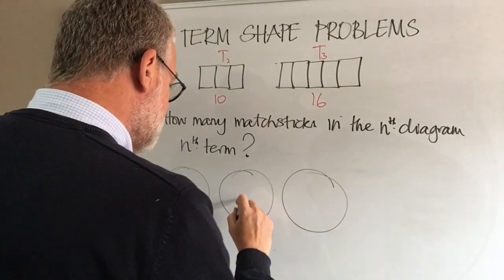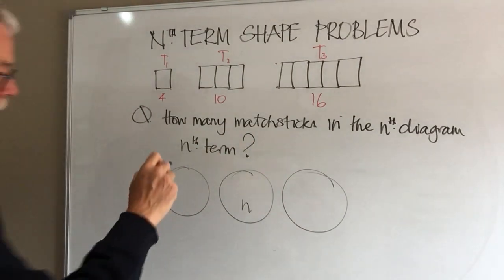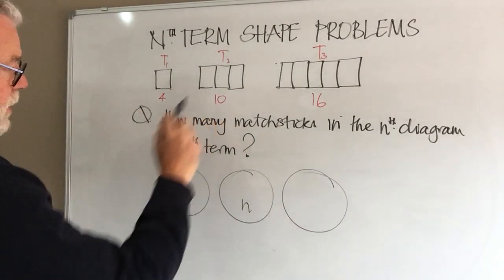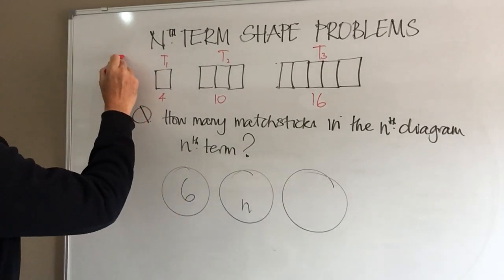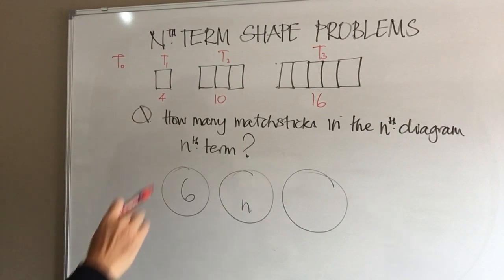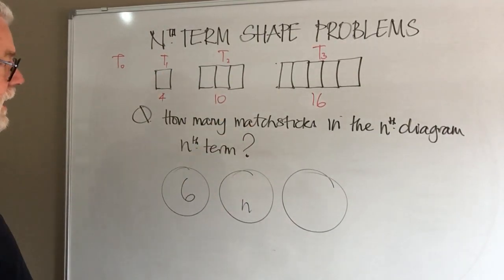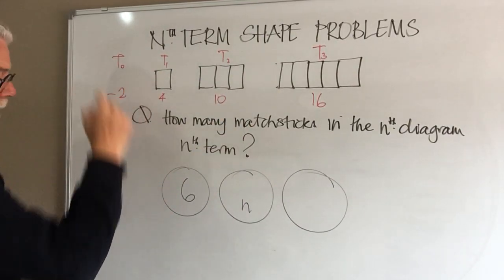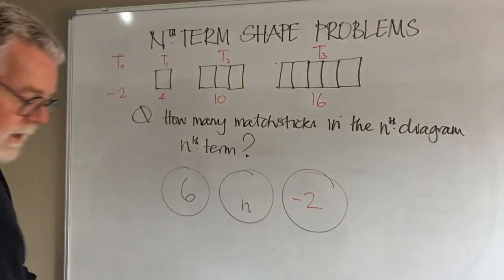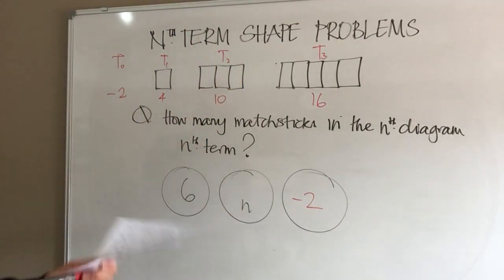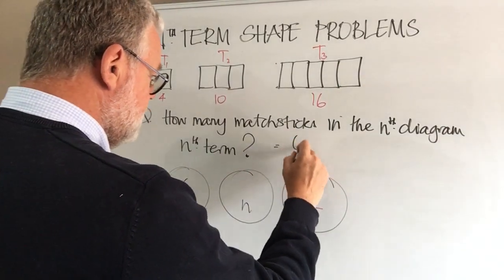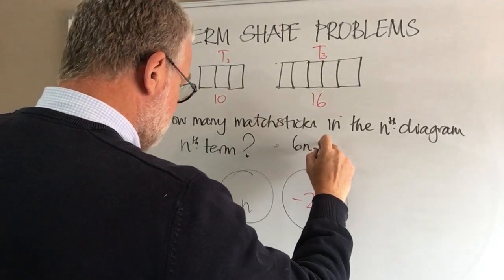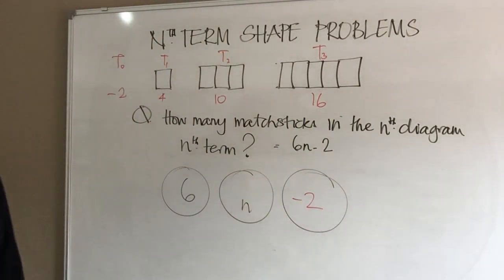Now, once we're into linear sequences like this, we can use our understanding of finding the nth term. Remember, with our 3 circles, the first one is the term to term difference, which we see as 6. And the last one, which we haven't yet sorted out, is our term 0. If the term to term difference is 6, term 0 would be -2. That would slot in there, which tells us that the nth term of this diagram is 6n minus 2.